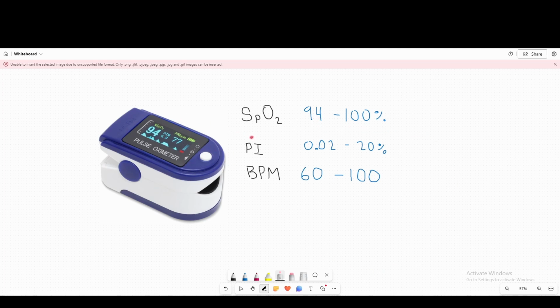You've got your PI, which is perfusion index. This is a number between 0.02 and 20%. We're not going to be going over this too much today, but as this number increases, your confidence in the readings can increase as well. That's the general rule of thumb. This is just saying that the perfusion of the extremity is higher or lower, and in turn, the confidence of the reading is correlated with these numbers. These are the normal values.